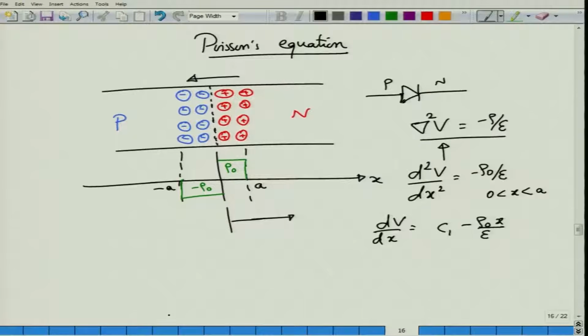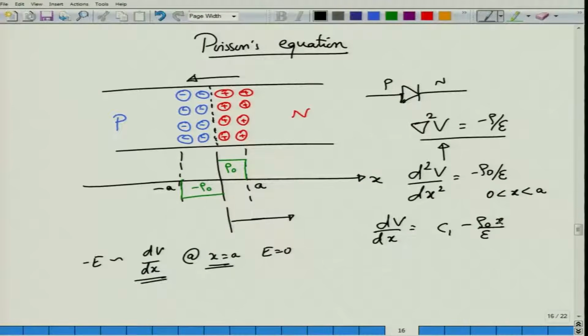What is the boundary condition that I am going to apply? Well, dV by dx actually gives me the electric field, right? So minus the electric field is dV by dx, and at x equal to A this electric field must be equal to 0. So at x equal to A, dV by dx must be equal to 0.